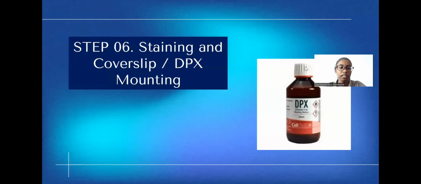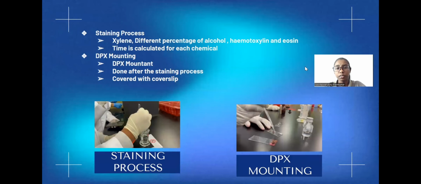The staining process is done using xylene, different percentages of alcohol, and hematoxylin and eosin, which are the stains. Time is accurately calculated when the slides are placed in each chemical. After the staining process, DPX mountant is used to mount the specimen on the glass slide and it is covered with the cover slip.